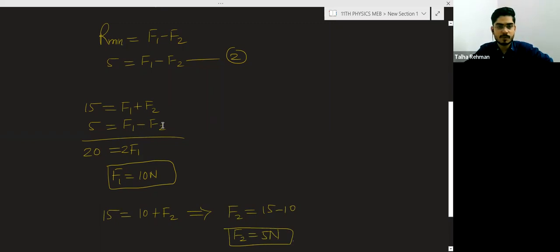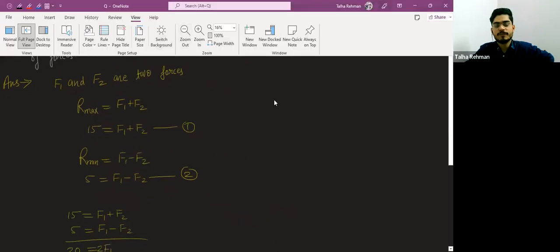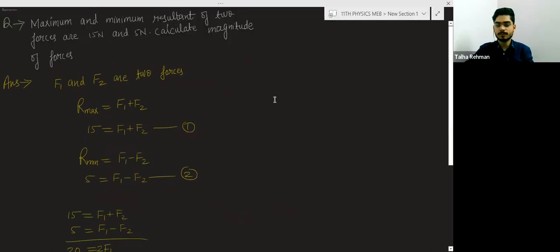Very simple question. You note it down. So in this case, you should know when the resultant will be maximum of the two vectors and when the resultant of the two vectors will be minimum.